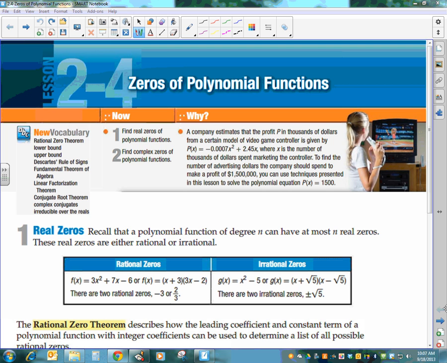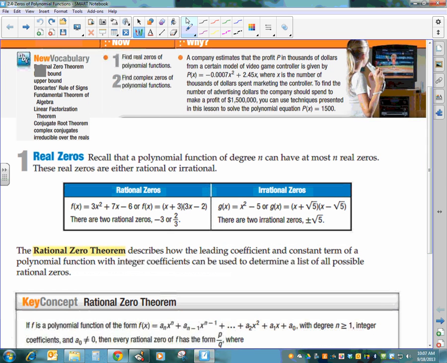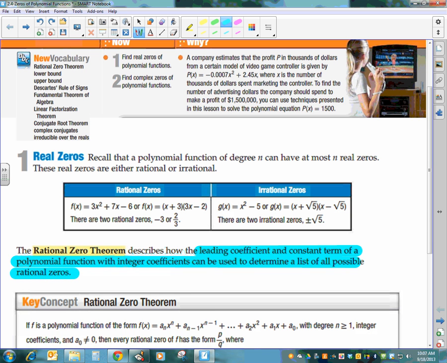So, to start off with, we are talking about the difference between rational and irrational zeros. Rational are those that can be written as a ratio of two integers, basically fractions and terminating or repeating decimals. Irrational would be those usually with a radical. We have a theorem called the rational zero theorem that you want to remember, and it basically tells you that the leading coefficient and constant term of a polynomial function with integer coefficients can be used to find the possible rational zeros of a function. All right, let's go see how that works.